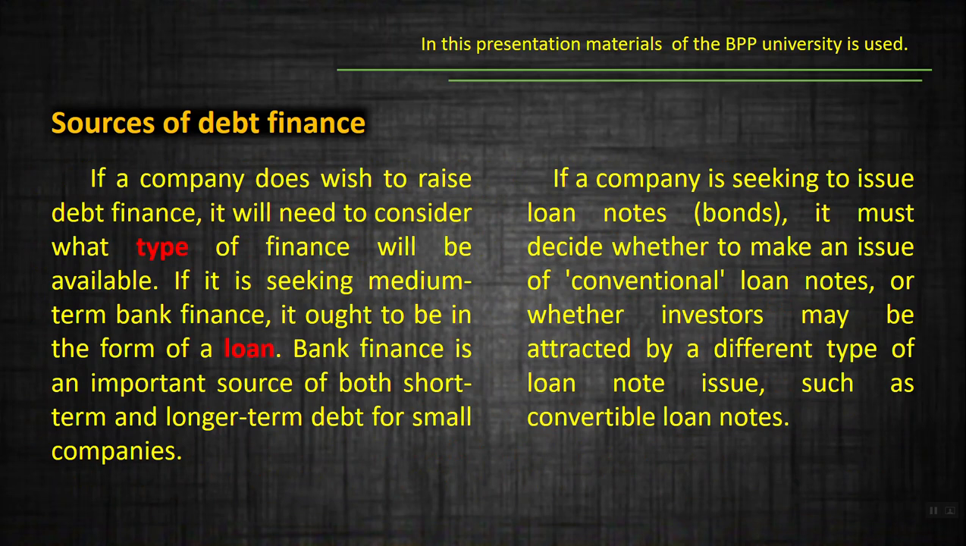Source of debt finance. If a company does wish to raise debt finance, it will need to consider what type of finance will be available. If it's seeking medium-term bank finance, it ought to be in the form of a loan. Bank finance is an important source of both short-term and long-term debt for small companies. Second, if a company is seeking to issue loan notes or bonds, it must decide whether to make an issue of conventional loan notes or whether investors may be attracted by a different type of loan note issue, such as convertible loan notes.